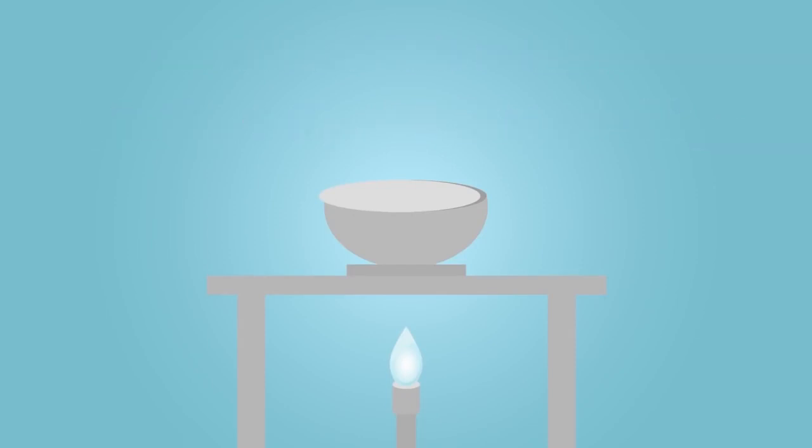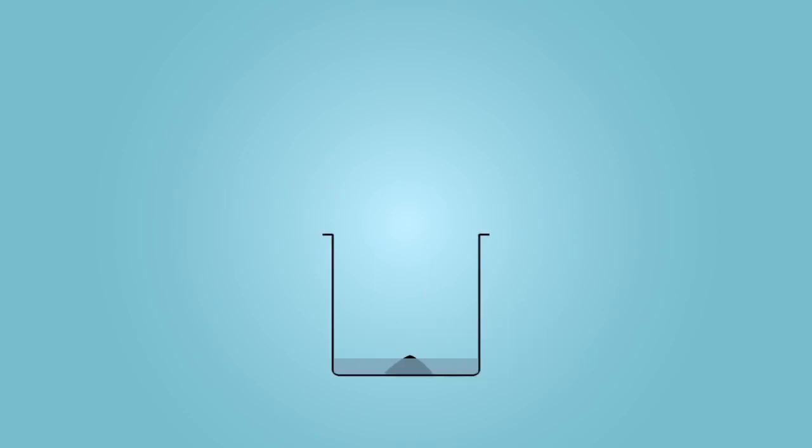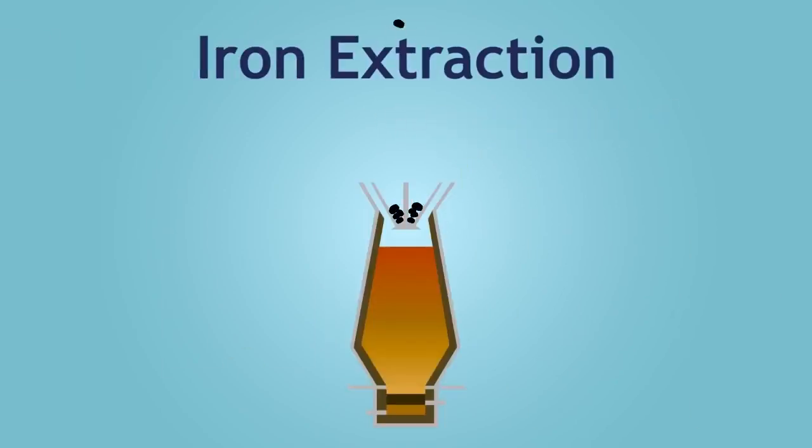Remove the crucible from the Bunsen burner and empty its contents into a beaker of cold water. Pour out the water and charcoal, rinse with water and repeat. This must be done when the mixture is hot, or else copper(II) oxide will reform. You will find little bits of copper metal at the bottom of the beaker. You have successfully extracted copper metal. In another lesson, you will learn how to extract iron using a form of carbon known as coke.